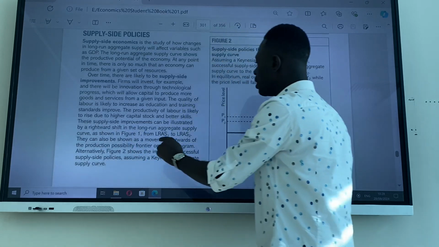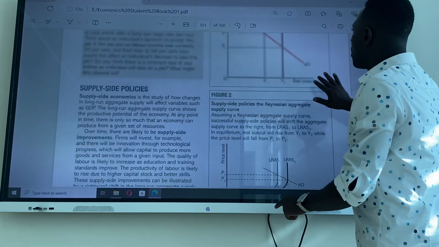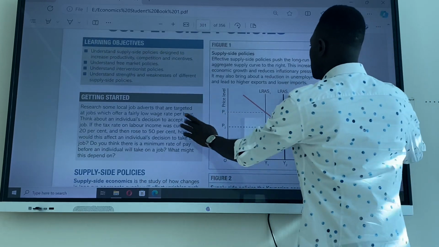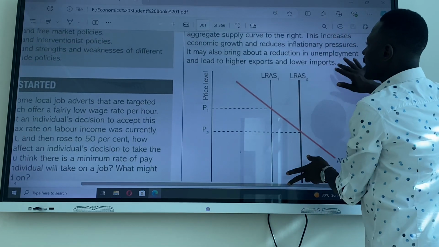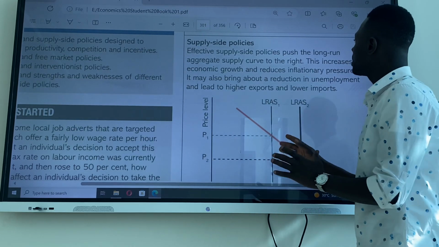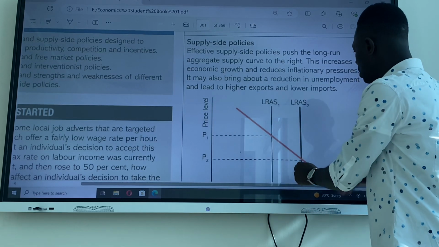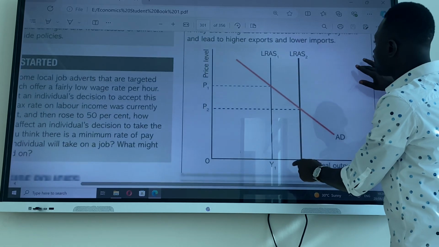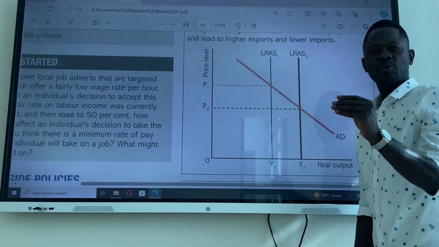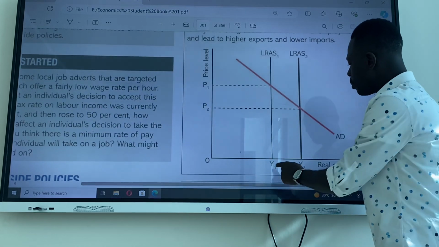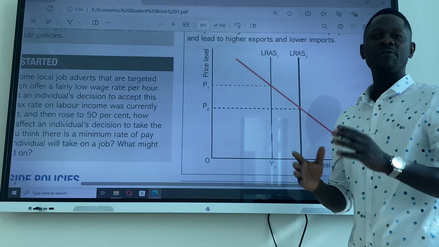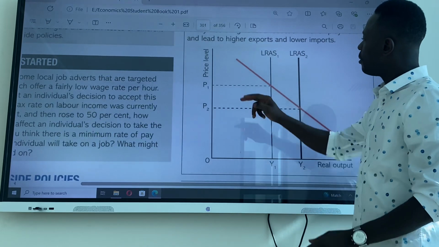So this supply side improvement can be illustrated by a rightward shift in the long run aggregate supply curve, as shown in figure 1. So let's look at figure 1. With an improvement in the supply side policy, effective supply side policy pushes the long run aggregate supply curve rightward from LRAS1 to LRAS2, which means the output within the economy will also increase from Y1 to Y2, bringing about a fall in the price level, or reducing the inflationary gap, from P1 to P2.